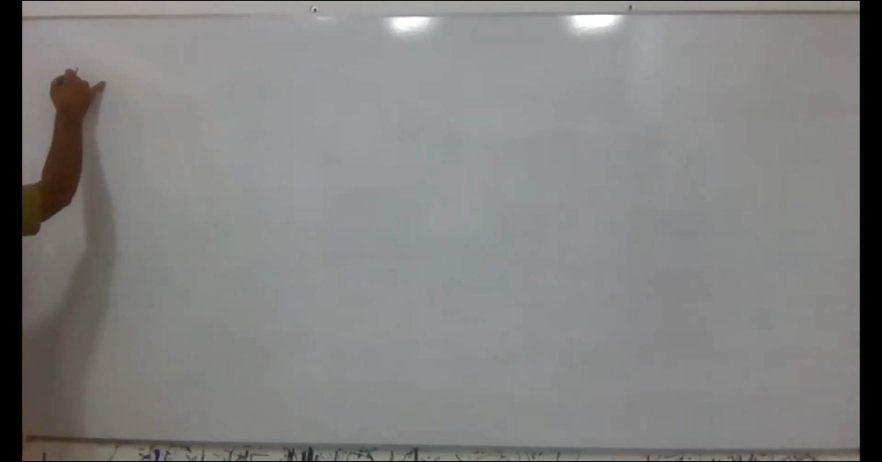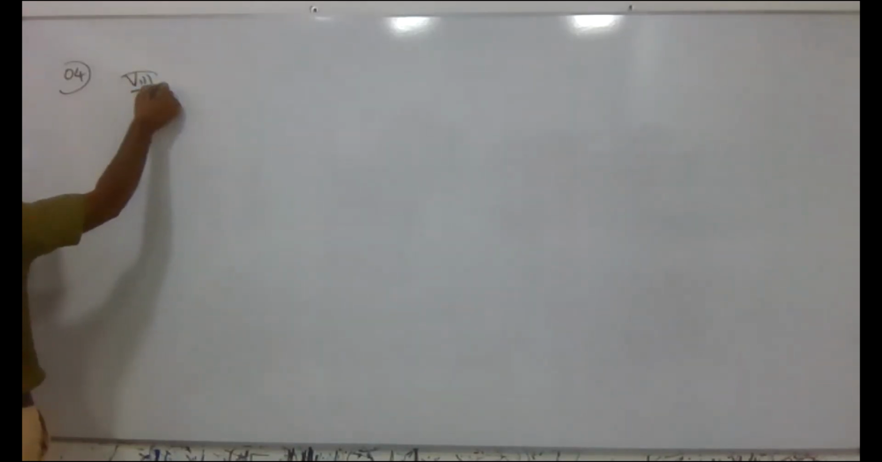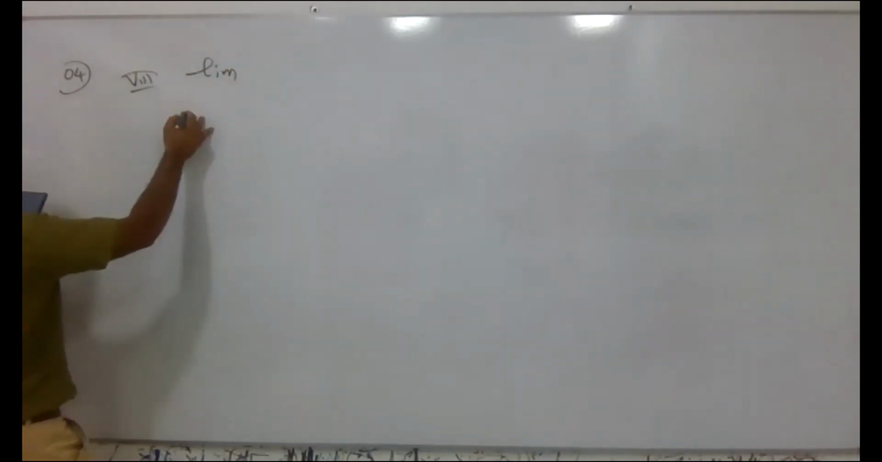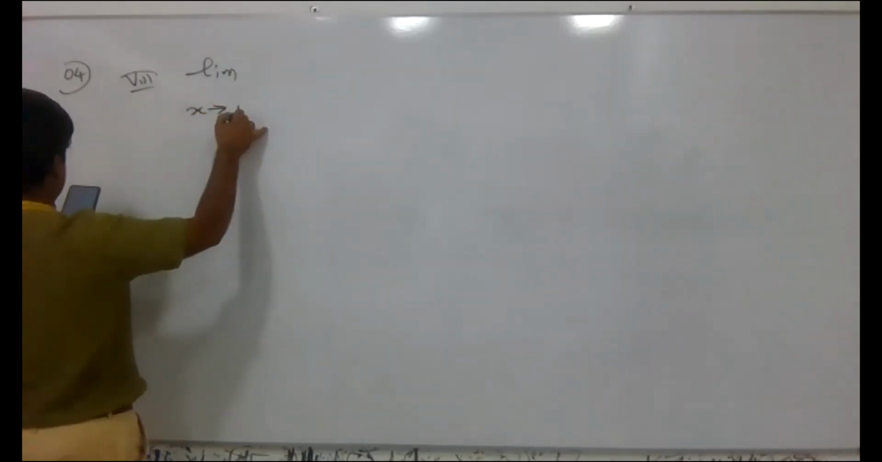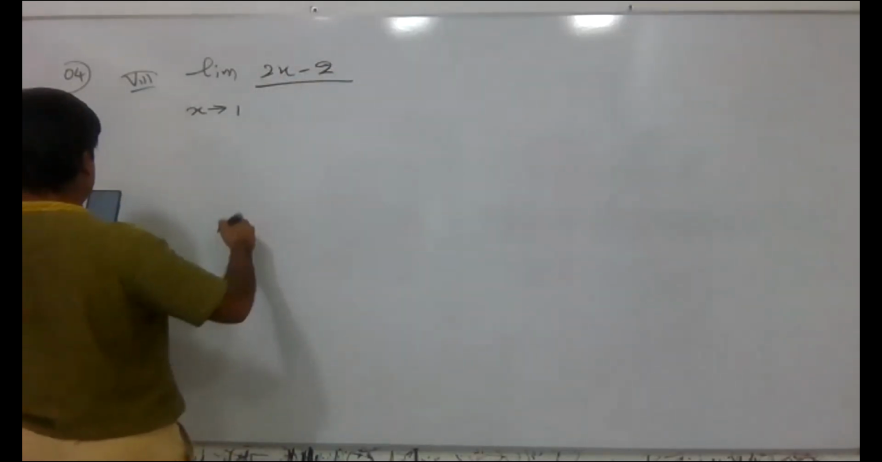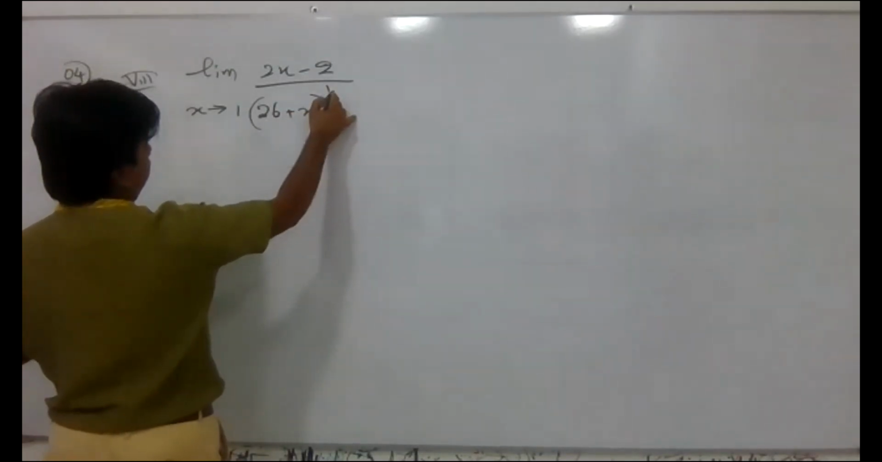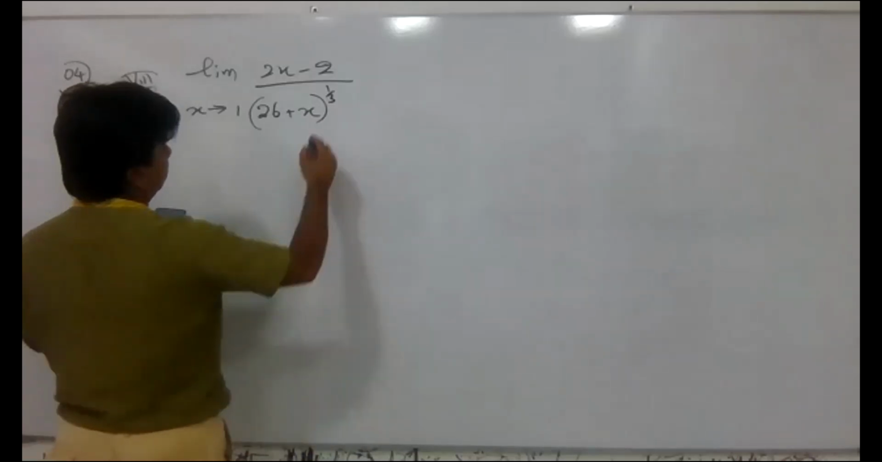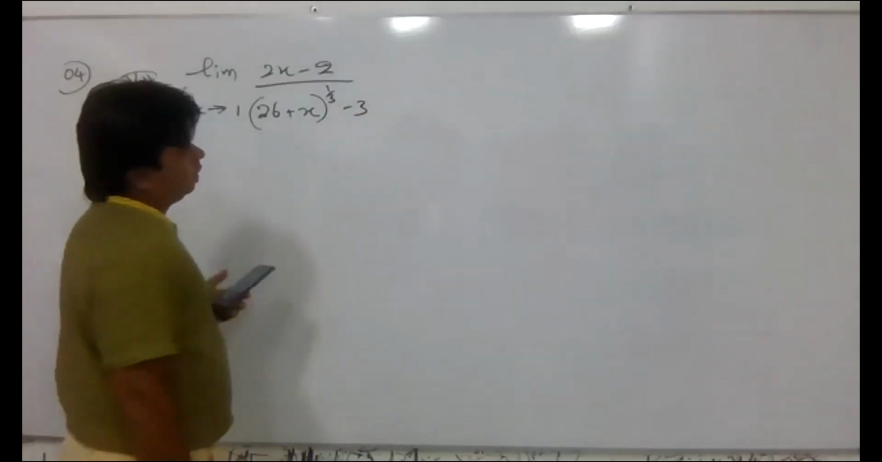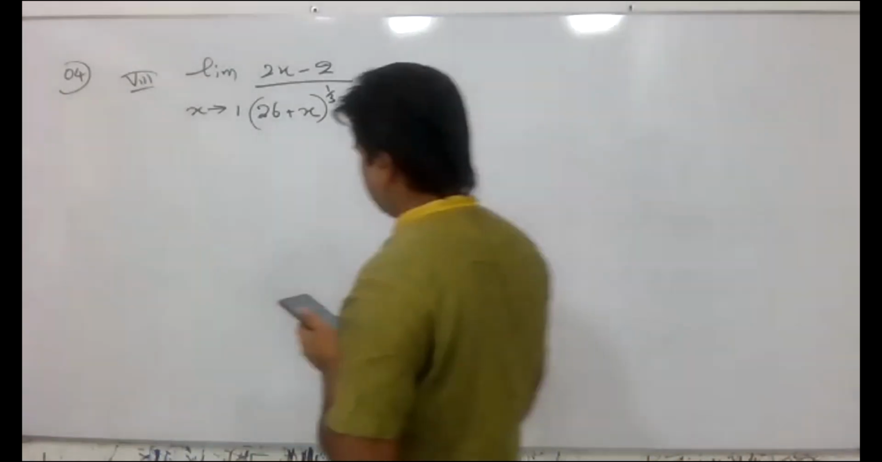Anyway, look at page number 1, right? Page number 1, fourth question, eighth part. You have to show that the limit as x goes to 1 of (2x minus 2) divided by ((26 plus x) to the power 1/3 minus 3) equals 54, right? You have to show this answer equals 54. How do we do that? It's a very simple thing, right?